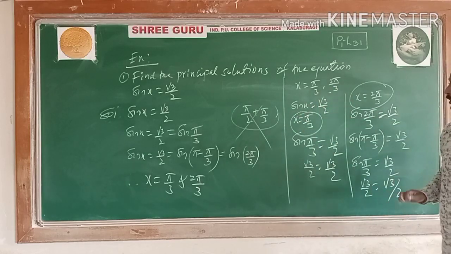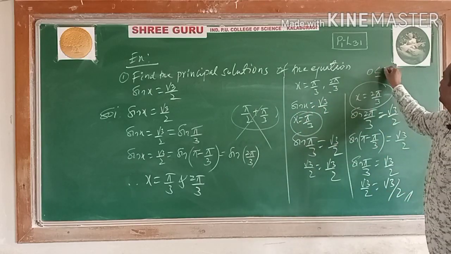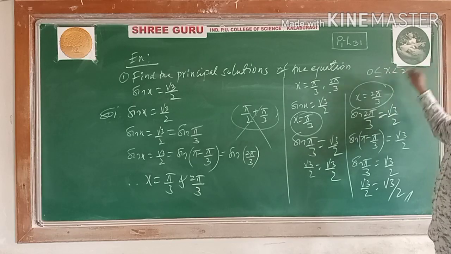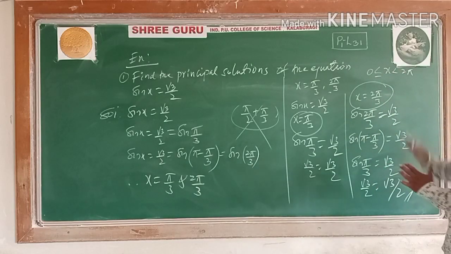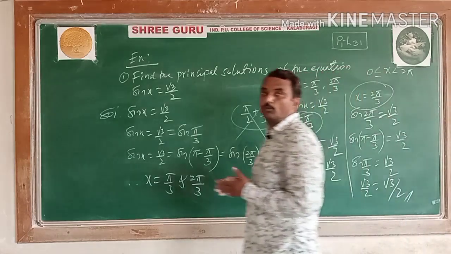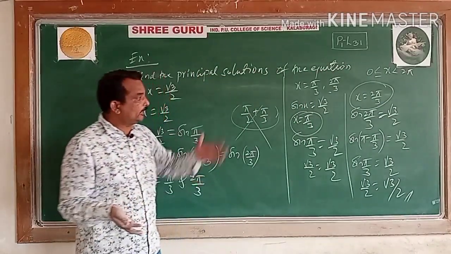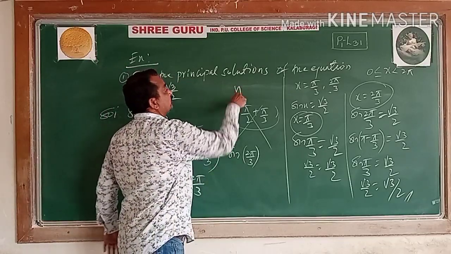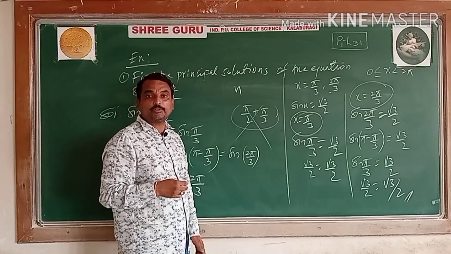Solutions of the equation in the interval 0 to 2 pi. So these two values exist in the interval 0 to 2 pi. It appears after 2 pi also, in between 2 pi and 4 pi also. From 0 to 2 pi, 4 pi, you will get n number of solutions. That is known as the general solutions of the equation.